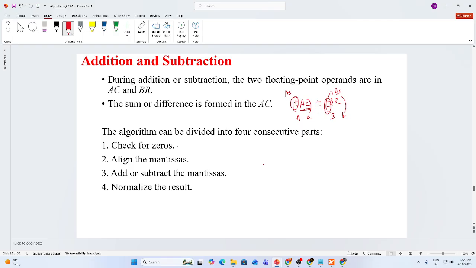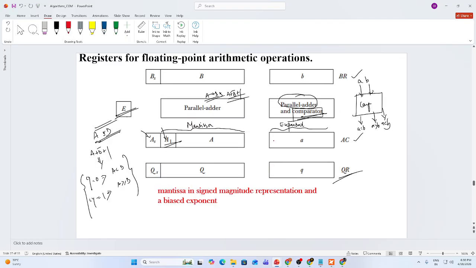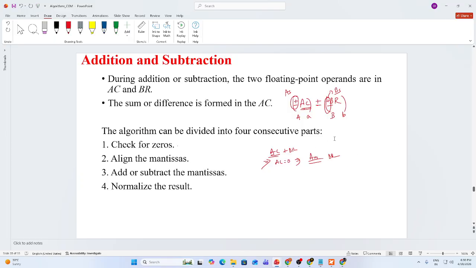For example, if I want to do the operation AC plus BR, and AC equals 0, what is the result? The result is nothing but BR. No need to proceed with the algorithm; I can directly tell that the answer is BR. But in the hardware, the final answer must be stored in the AC. So I just transfer BR to AC.